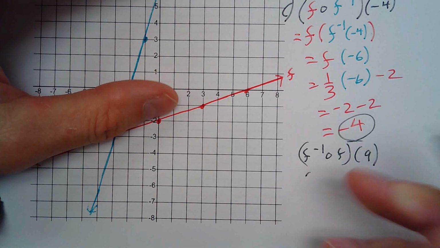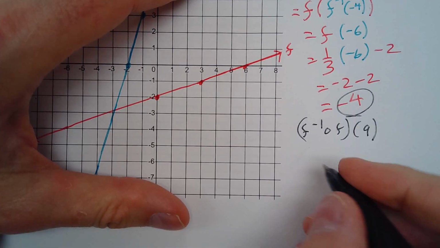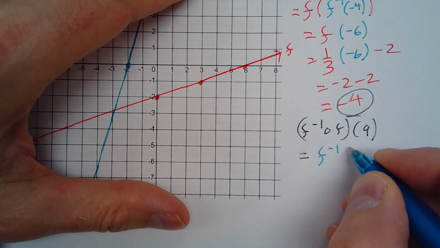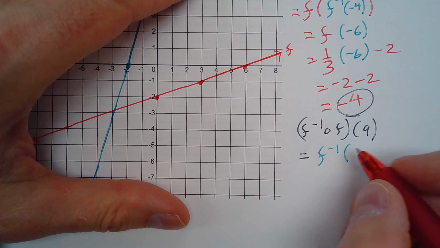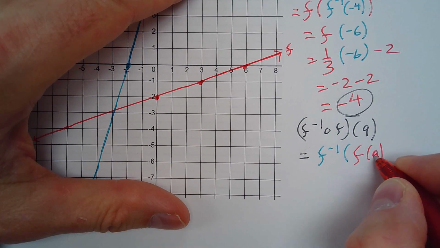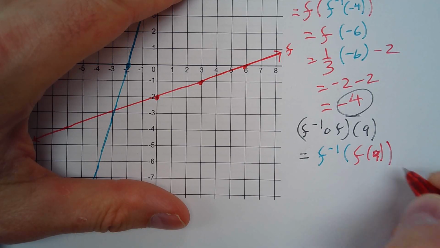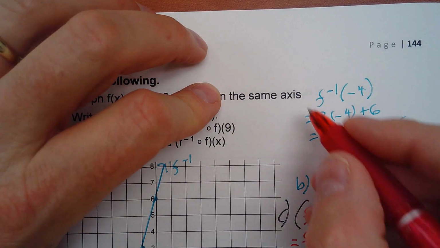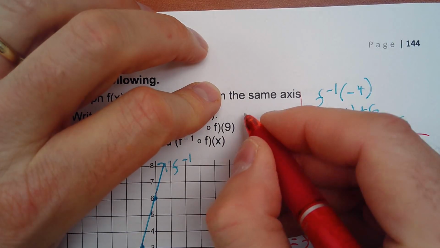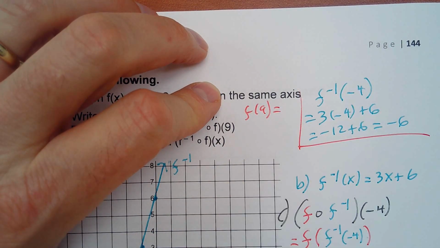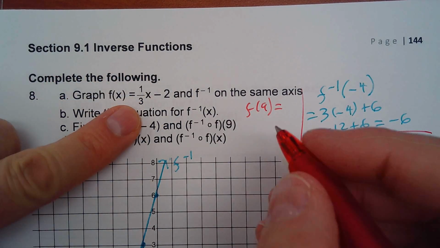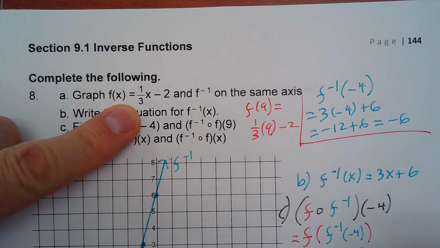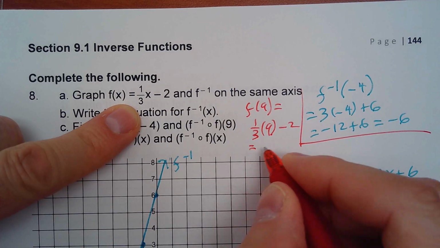So we're going to do, this time my f inverse is going to be on the outside. And let me go to my scratch paper and do f of 9. So looking at f of 9, plugging it here. 1/3 of 9 is 3. 3 minus 2 is 1.